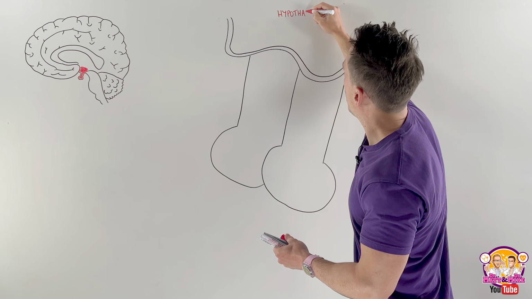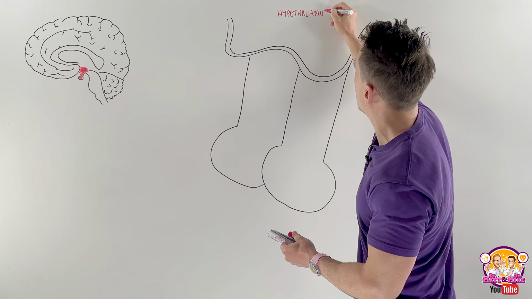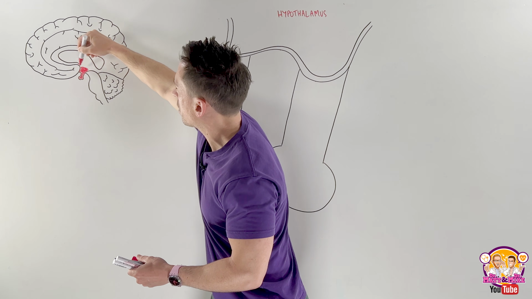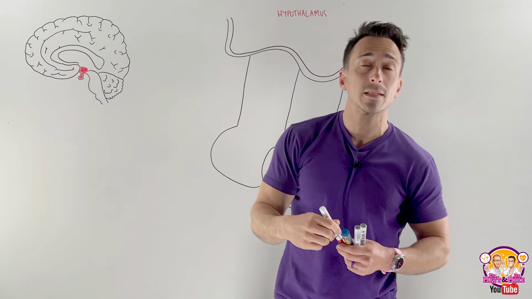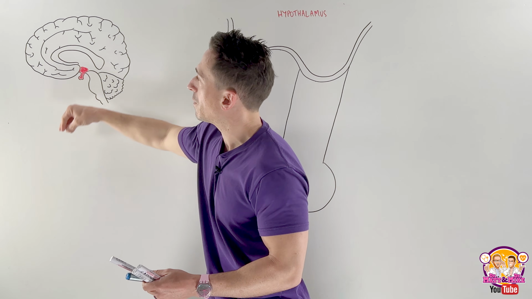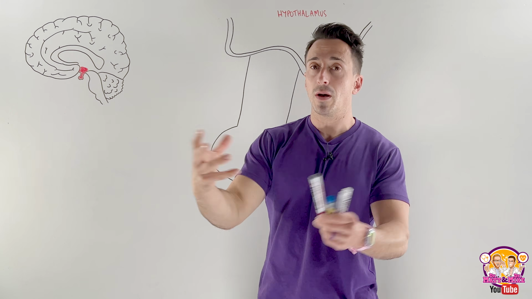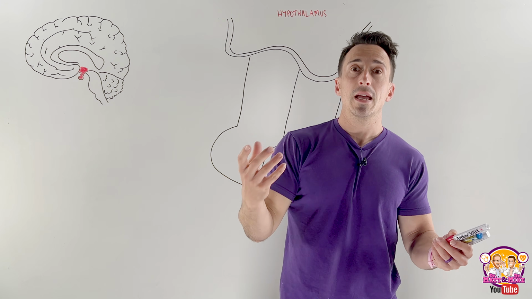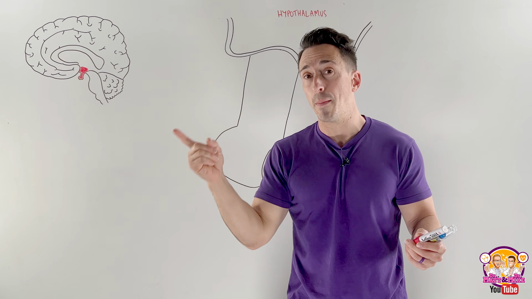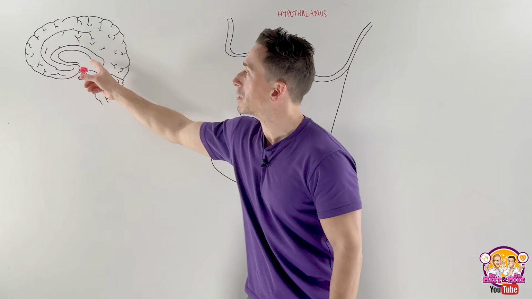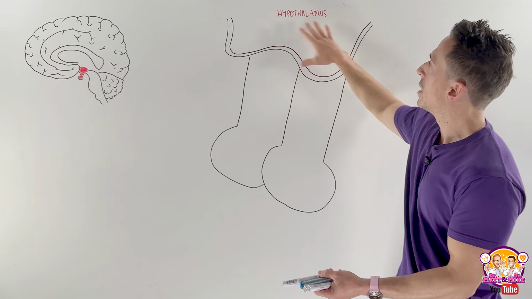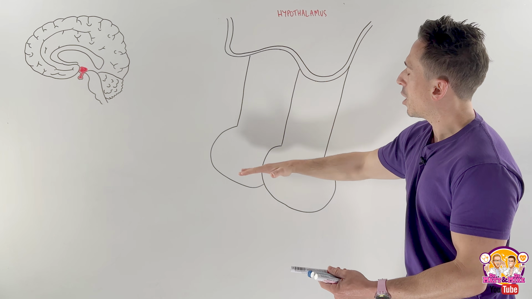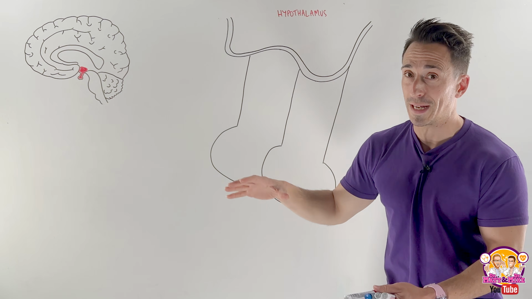Now, hypothalamus means below the thalamus. So here we've got the thalamus. The thalamus is the relay center of the brain. Any sensory information that comes up from your sensory receptors that you need to be conscious or aware of must go through the thalamus. That's an aside point. So we've got the hypothalamus here, and below we've got the pituitary gland.